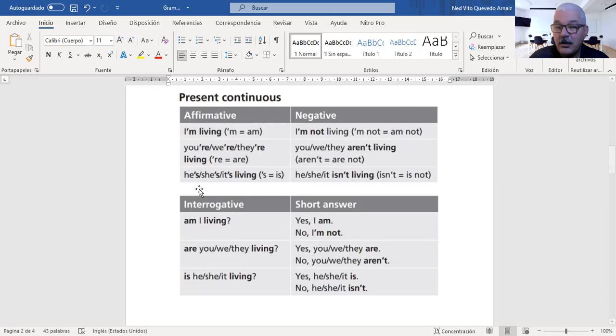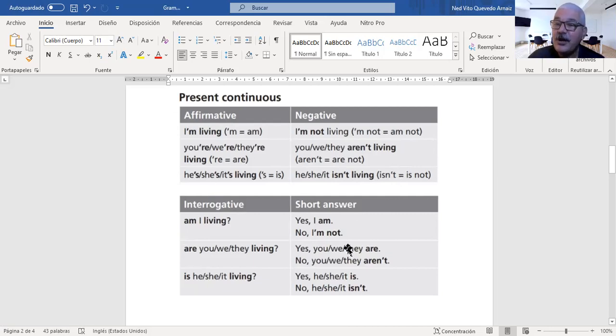But if it is plural, you are going to use are, which is the same form of the verb be for all plurals. Then if you are going to negate, you just add not to the form of the verb be. I am not living in Quito. You are not living in Quito. She is not living in Guayaquil.